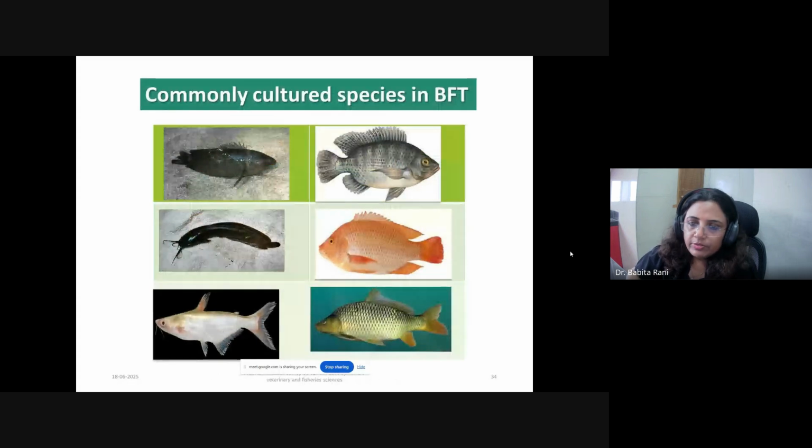These are some of the species which are regularly cultured, and we will add some more. Among fish, we have GIFT tilapia, red tilapia, amur carp, pangasius, murrel, magur and anabas, and we have shrimp also.